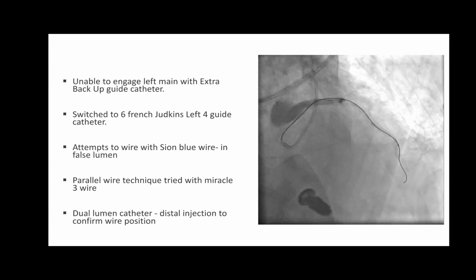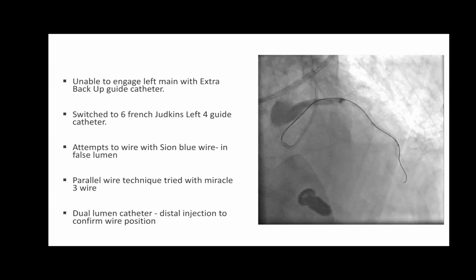We changed to a Judkins guide so that it might flip into the ostium or even get near to the left main ostium. So we used the Judkins 4 guide and then started off with a conventional workhorse wire with a cyan blue to see where we are. And we were able to get in, but it was in the false lumen.